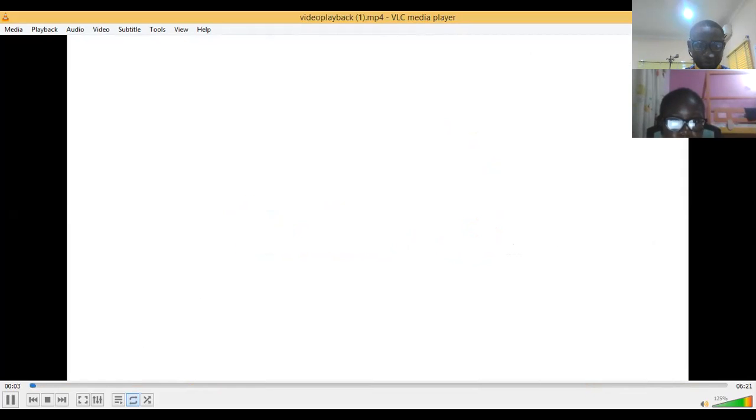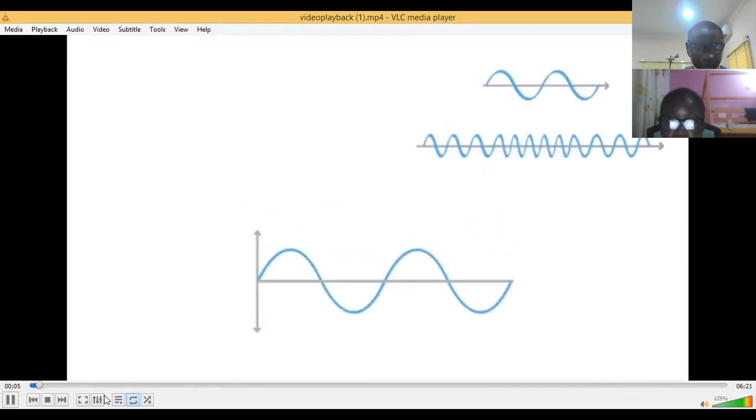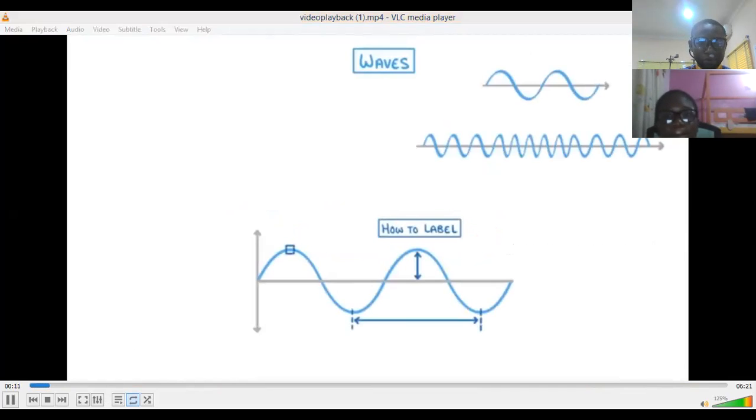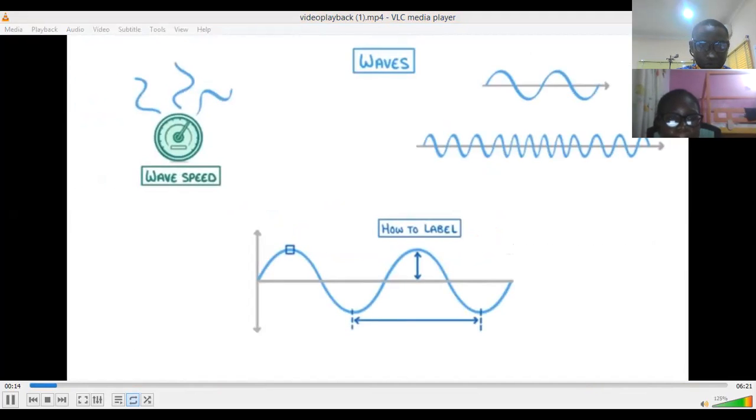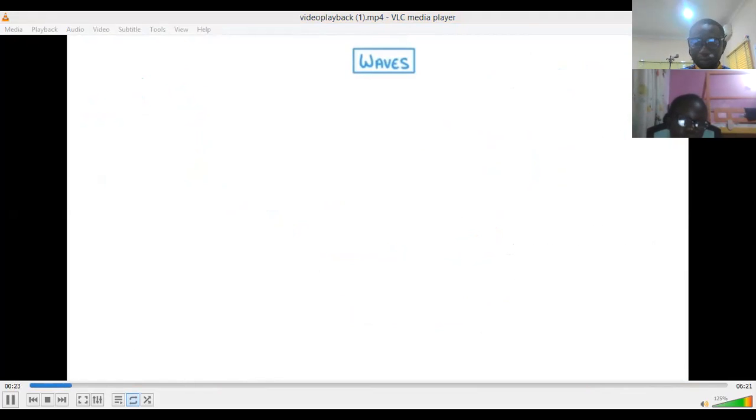In today's video, we're going to look at the basics of waves, including how to label the different parts, how to calculate the wave speed, and the differences between transverse and longitudinal waves. The first thing to understand about waves is that they transfer energy from one place to another, but they don't transfer any matter.